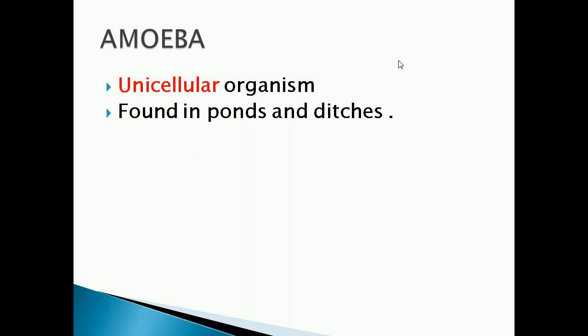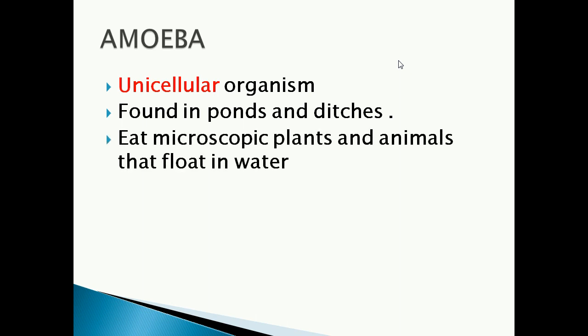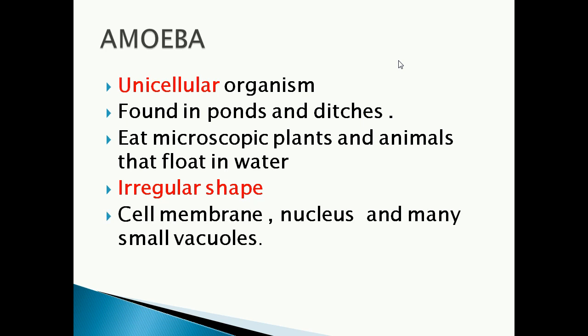So what is the food of amoeba? It eats microscopic plants and animals that float in water. The shape of an amoeba is irregular, and it consists of a cell membrane, nucleus, and many small vacuoles. So this is about amoeba. Amoeba is a unicellular organism found in ponds and ditches, and it eats microscopic plants and animals that float in water. Its shape is irregular, and it consists of a cell membrane, nucleus, and many small vacuoles.